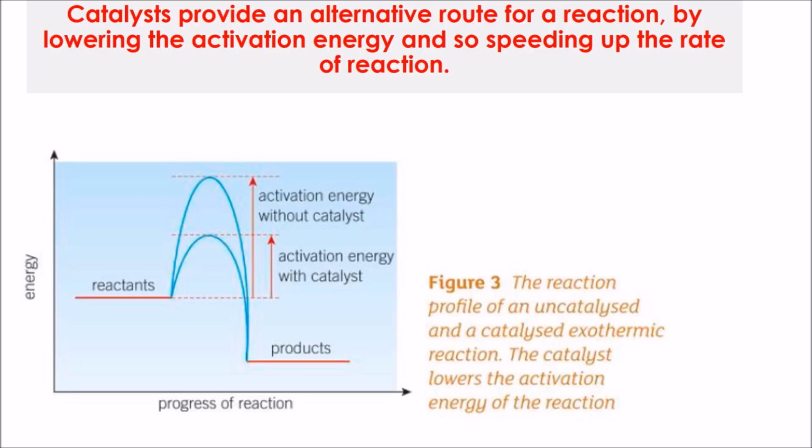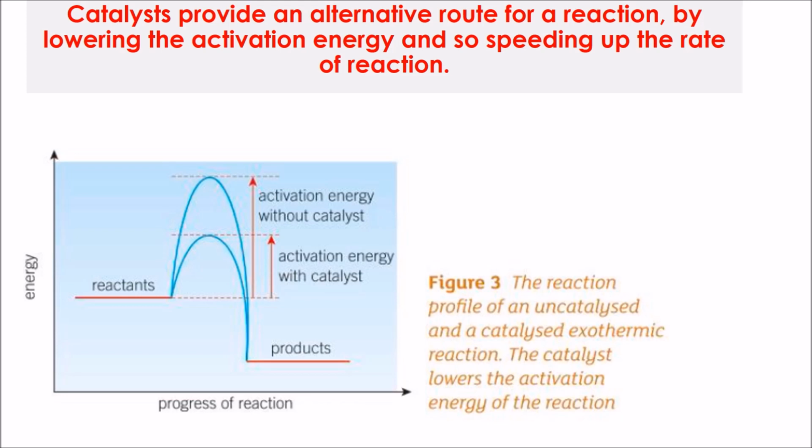So how do catalysts actually work? What catalysts do is they provide an alternative route for a reaction, and that alternative route has a lower activation energy. So that means that when those particles collide, they don't need as much energy for a successful collision, for a successful reaction. So it means they are much more likely to react with each other. So that causes the reaction to speed up.